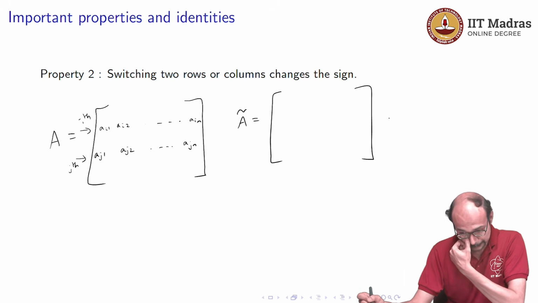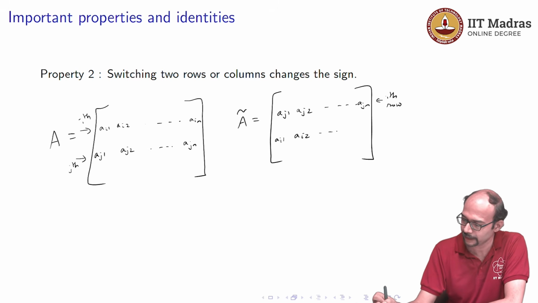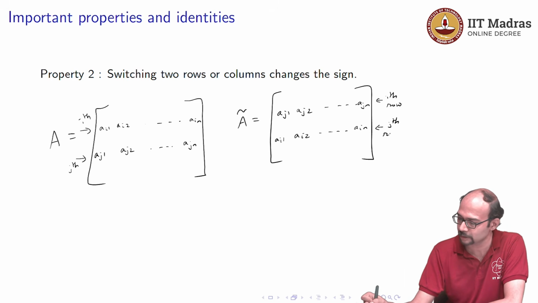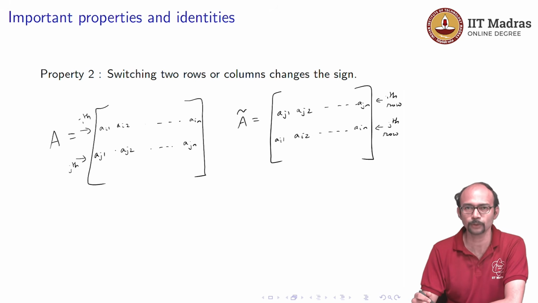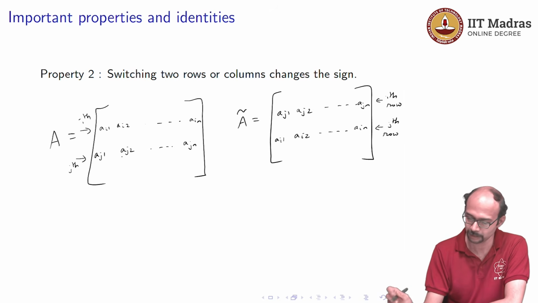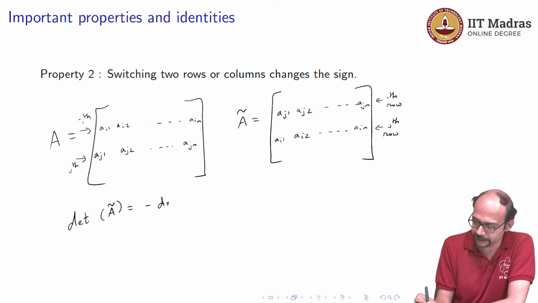So now its ith row will be AJ1, AJ2, AJN. This is the ith row of A tilde, and the jth row will be AI1, AI2 up to AIN. This is the jth row. Okay, so we have switched these two rows, and everything else in A tilde is exactly the same as it was for A. All the other entries are exactly the same. Okay, so then determinant of A tilde is minus determinant of A.